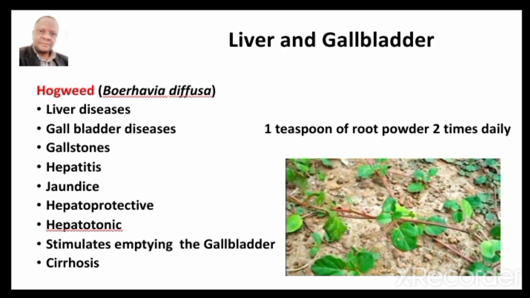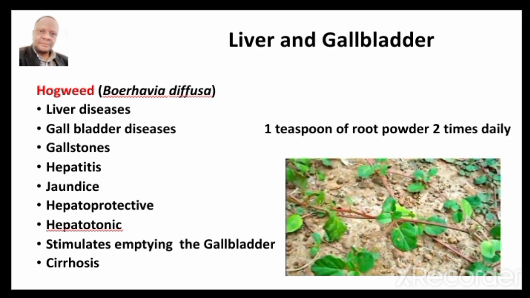Then, the second herb we are looking at is hogweed, scientifically known as Boerhavia diffusa. It treats liver diseases, very useful for the treatment of gallbladder diseases. It treats gallstones, hepatitis, jaundice. It has hepatoprotective property, meaning it has the ability to protect your liver. It has hepatotonic property, meaning it has the ability to tone the liver. It stimulates emptying the gallbladder.